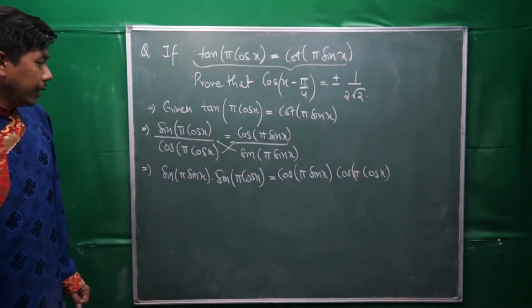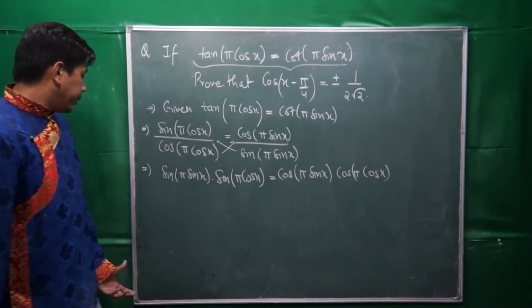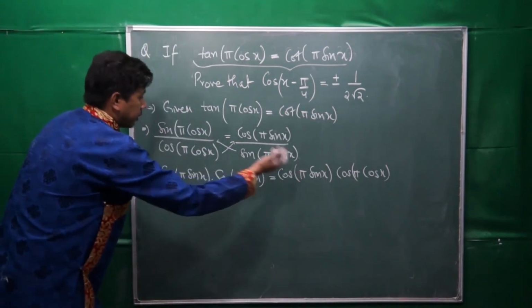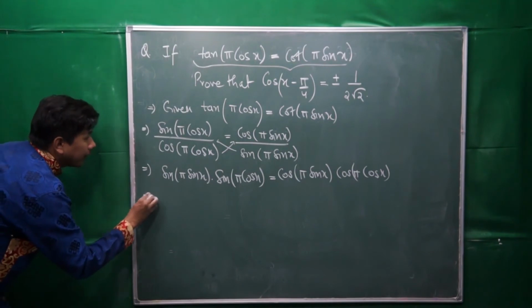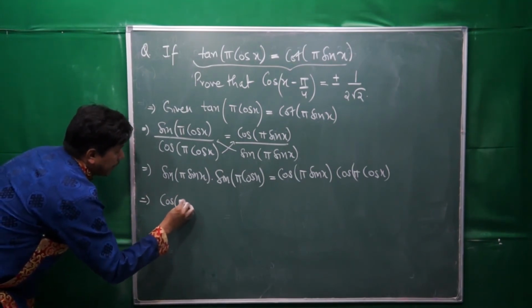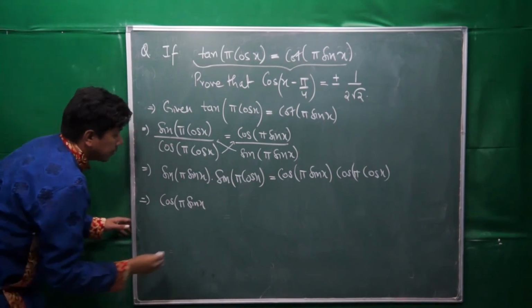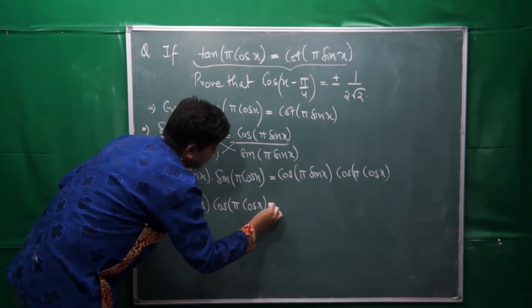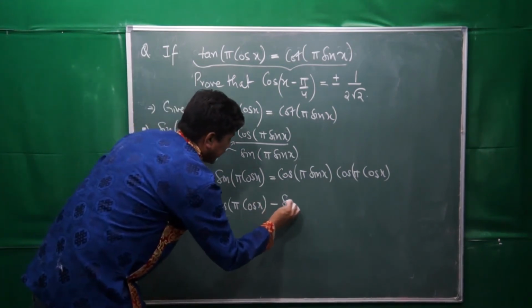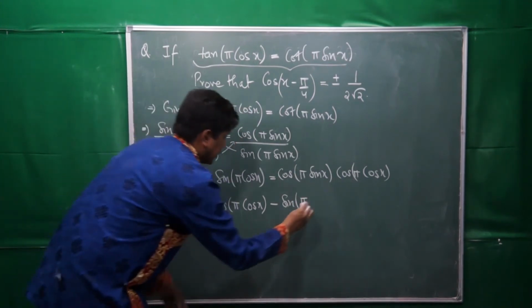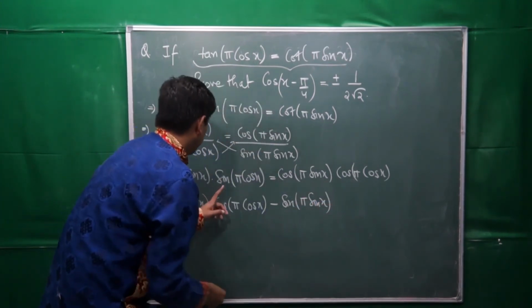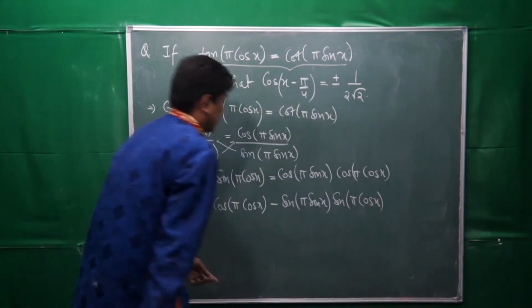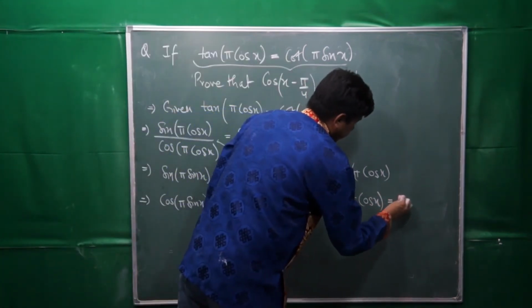Okay, simple. Now what we are going to do is take this to that side, or you could take this into that side, it doesn't matter. What we are going to get is cos pi sin x into cos pi cos x minus sin pi sin x into sin pi cos x. Okay, now this is equal to 0.